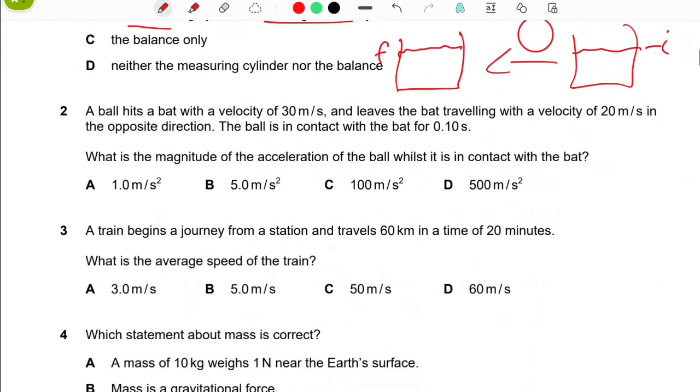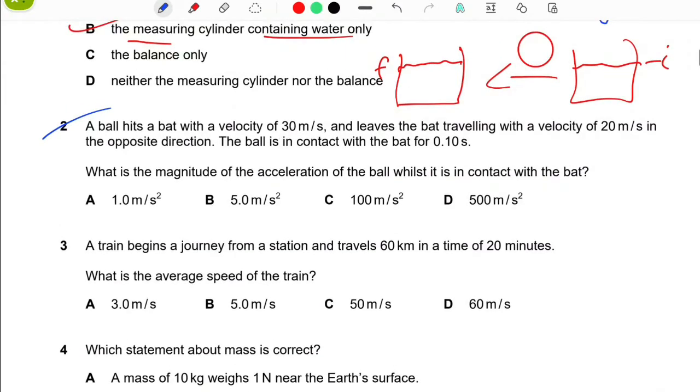So now let's move to the second question. A ball hits a bat with a velocity of 30 meters per second and leaves the bat traveling with a velocity of 20 meters per second in the opposite direction. The ball is in contact with the bat for 0.1 second. What is the magnitude of the acceleration of the ball while it is in contact with the bat?